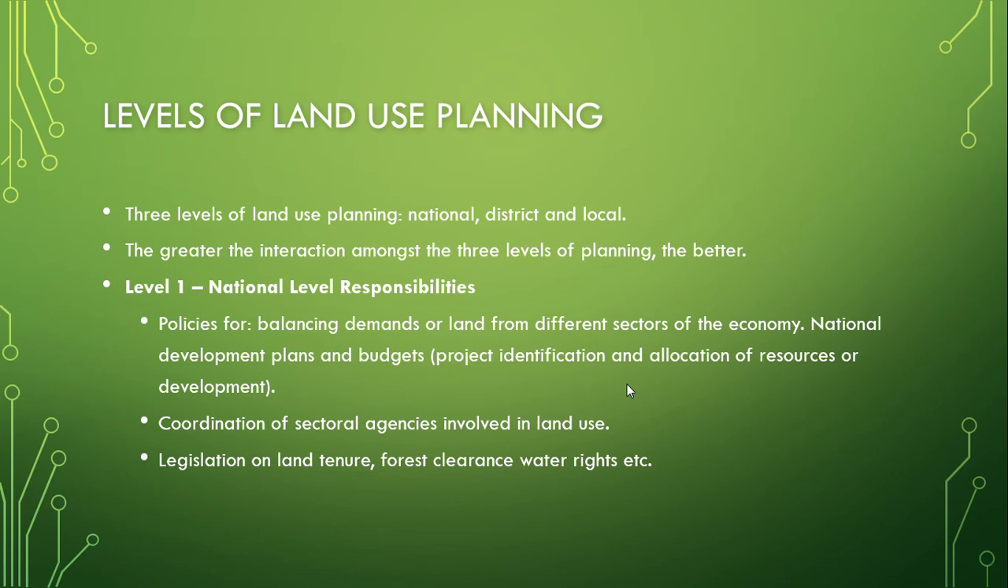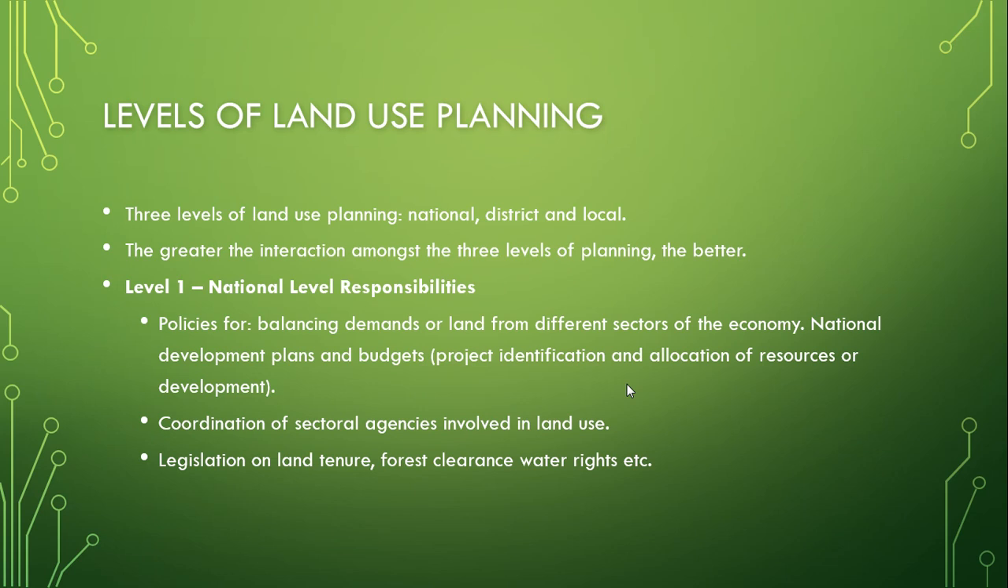Now let us look at the three major levels of land use planning. Now this is a general classification, but it applies in all jurisdictions within the discipline of land use planning. So these three levels are at the national level, the district level, and the local level. And it is critical that there is interaction and communication amongst all three levels in order to ensure good land use planning. We will look at each of these levels very briefly.